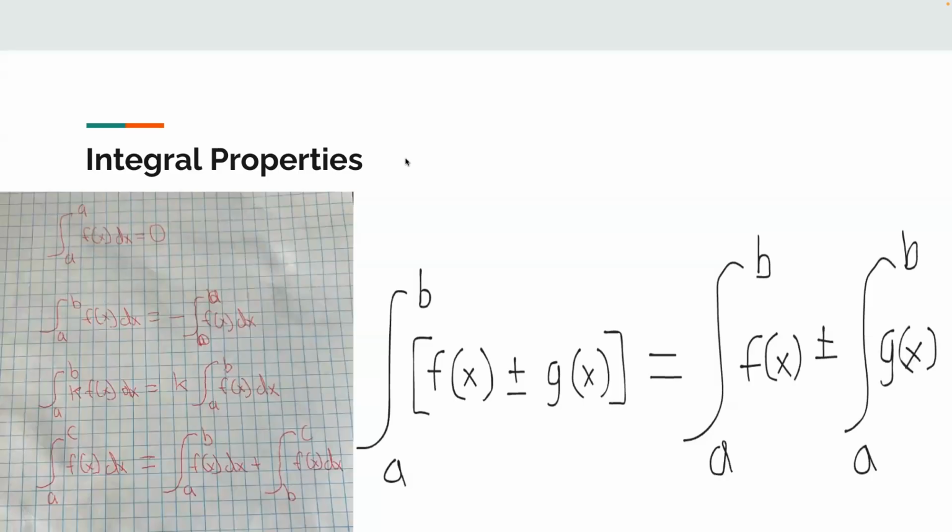And finally, there's addition and subtraction. You can split up an integral of two functions added to each other. You can take the integral separately and add them or subtract them from each other instead of doing it all at once.